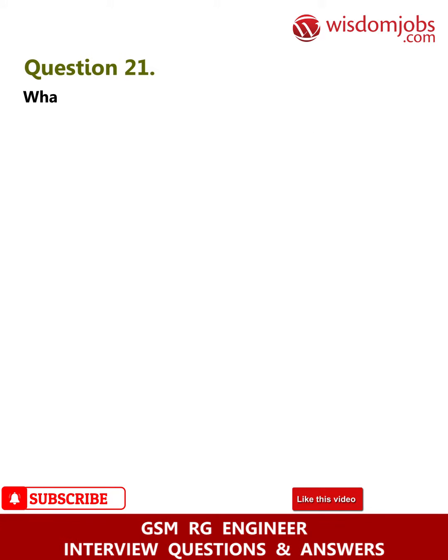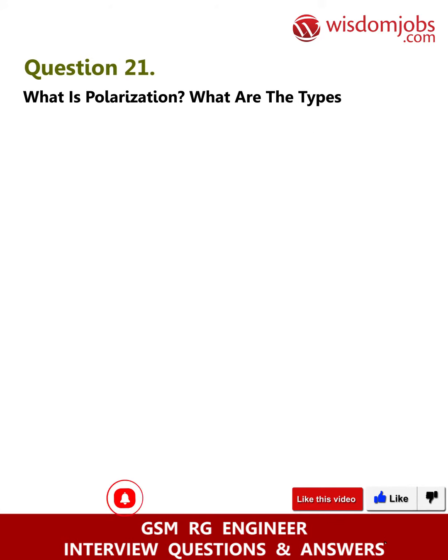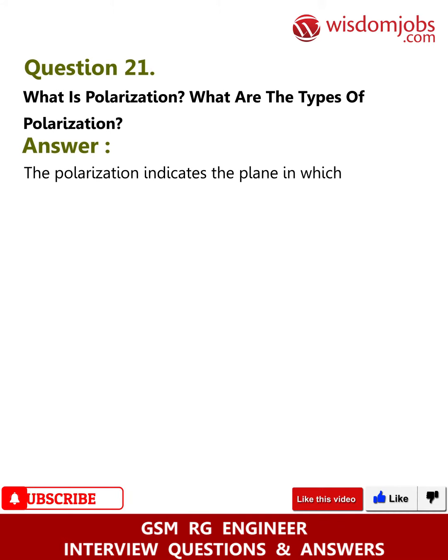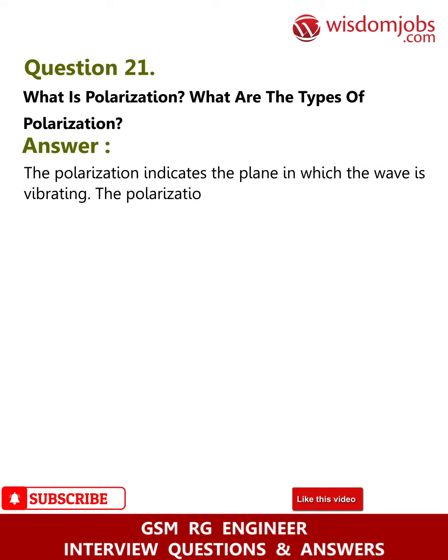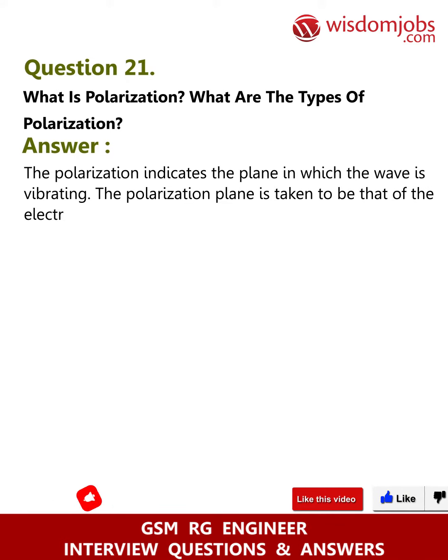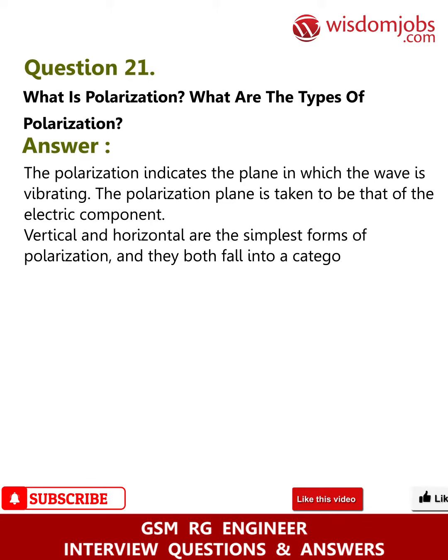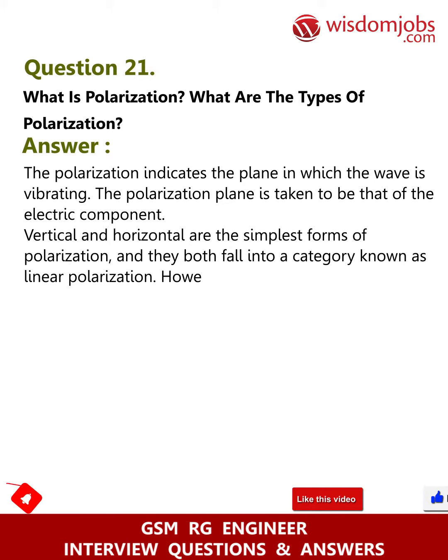Question 21. What is polarization? What are the types of polarization? Answer. The polarization indicates the plane in which the wave is vibrating. The polarization plane is taken to be that of the electric component. Vertical and horizontal are the simplest forms of polarization, and they both fall into a category known as linear polarization. However, it is also possible to use circular polarization.